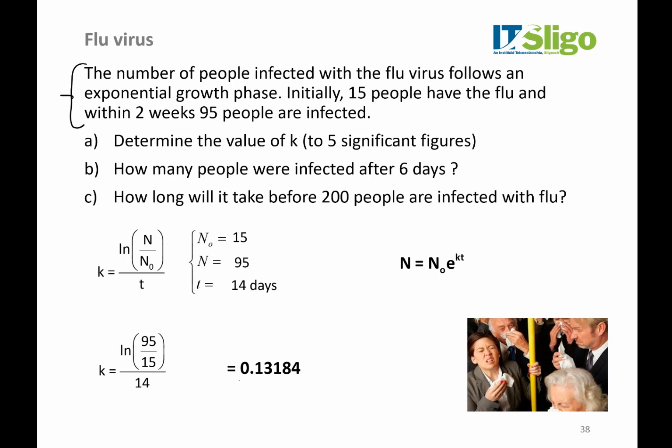So here we have 5 significant figures. And just to put some sense on this, what does this mean? It means there's a 13.2% increase in the number of infected people per day. So that's what K is giving us. It's the rate of growth per unit time. So it's always good to pause here and ask, what does this mean in terms of the question? So this is part A answered. And again, I have to emphasize, very important, 5 significant figures.